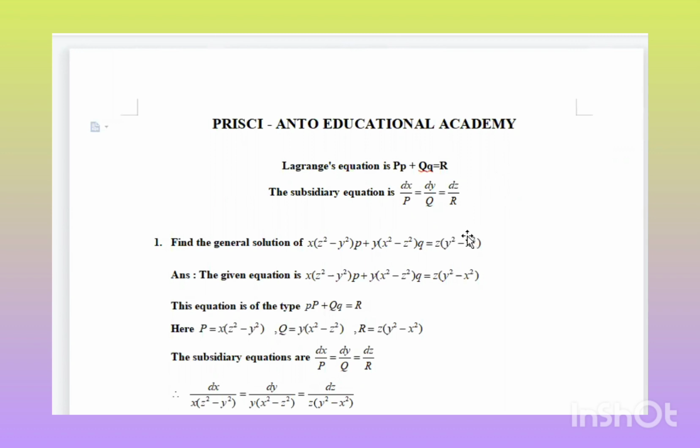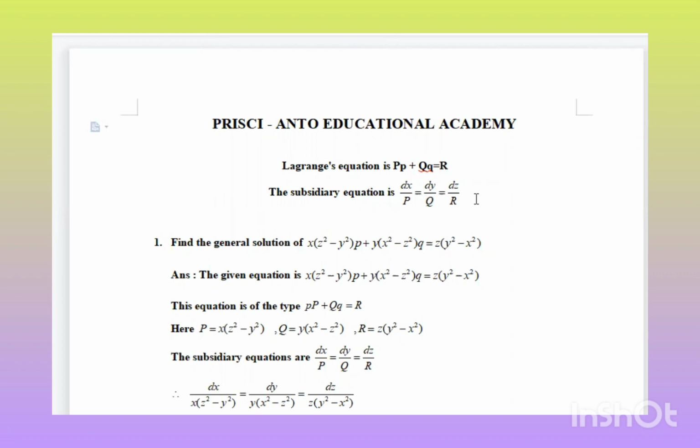Today, we are going to study the Lagrange's equation. The Lagrange's equation is Pp plus Qq is equal to R. Capital P, small p, plus capital Q, small q, is equal to R. This is Lagrange's equation.